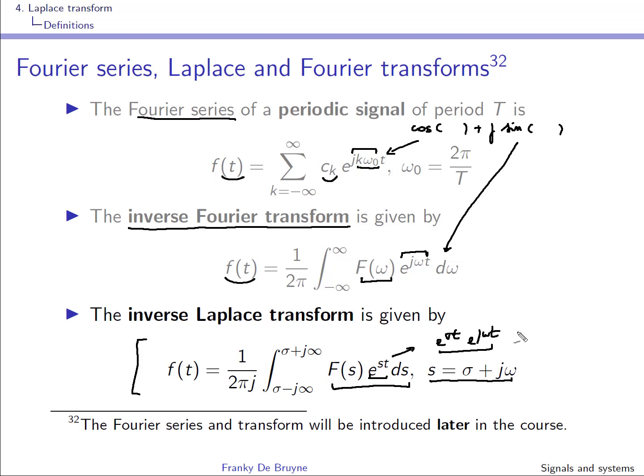So in this sense the Laplace transform is more general because it decomposes the function of time into a sum of damped sines and cosines with varying frequency and varying damping factor, and each damped cosine has a certain weight, and this weight will be the Laplace transform.